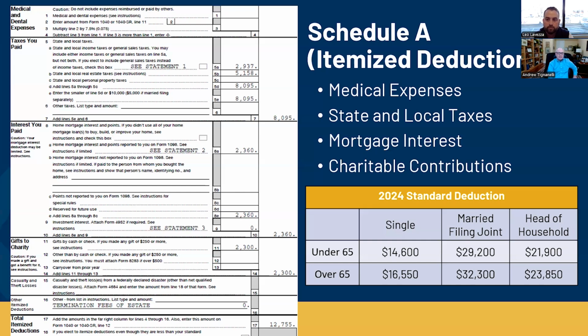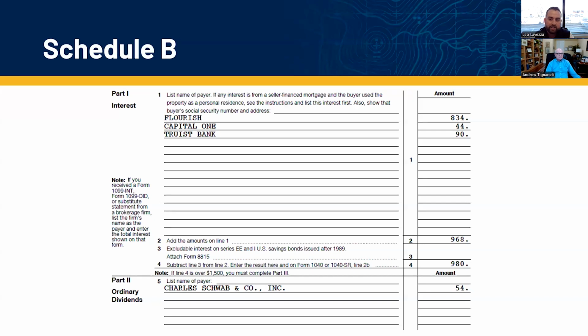So we'll see. But yeah, this is a very important form to look at and know why you itemized or why you didn't itemize, and did you get all your itemized deductions? There's another good one. Did you get them all? And understand why. So what's next? Yep. Next, Schedule B.